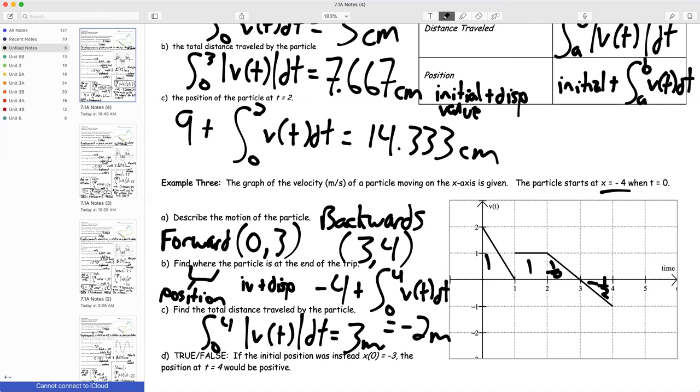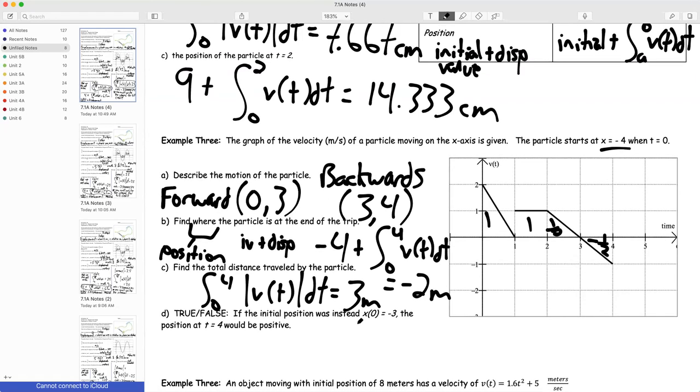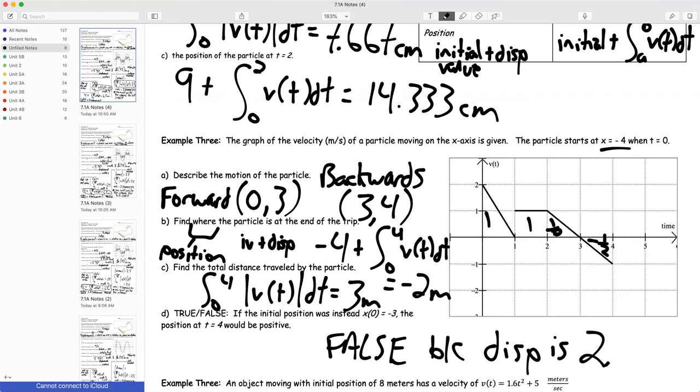And D says true or false. If the initial position was instead x of 0 is equal to -3, the position at t is equal to 4 would be positive. I'd say false, it would be negative. It is false because the displacement is 2. So if I start at -3 and the displacement is 2, I'm still at -1.